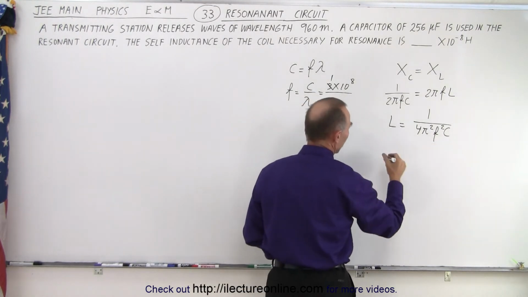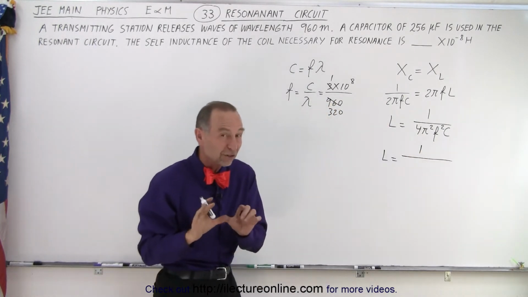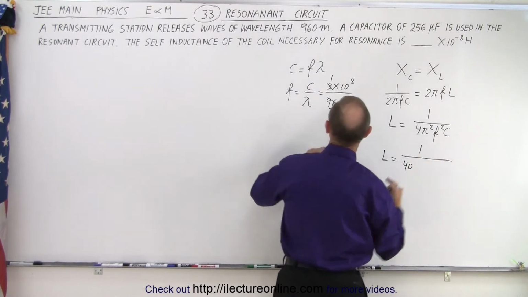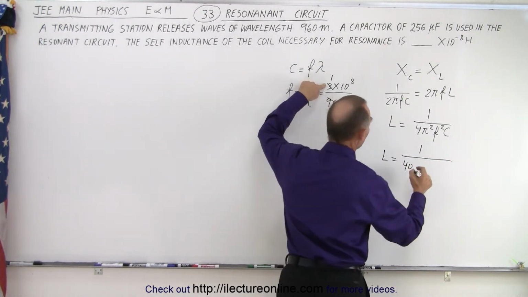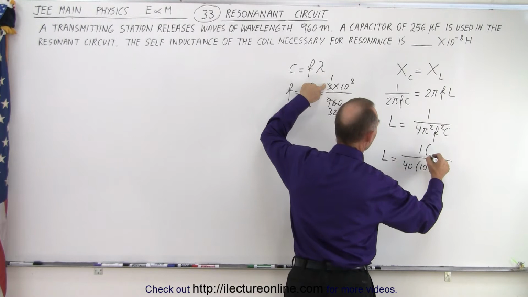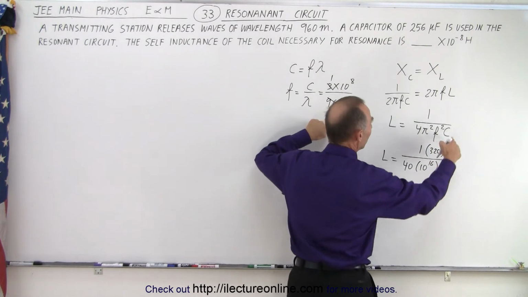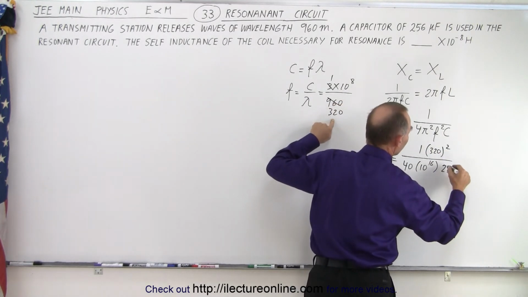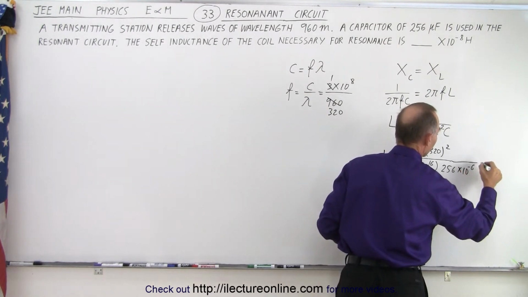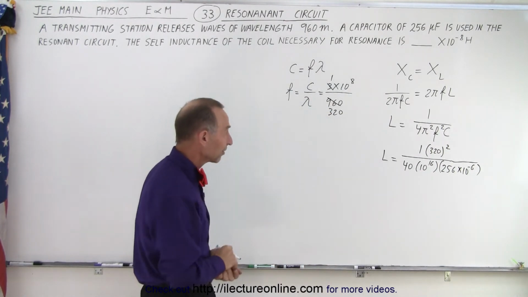But it's squared, so now we have L equal to 1 over 4 pi squared. Now pi squared is approximately 10, times 4, that would be 40. F squared, that would be this number squared, 1 times 10 to the 16th, so that would be 10 to the 16th. But in the numerator, we end up with 320 squared. And then we have C, the capacitance, which is 256 times 10 to the minus 6. Now that's what we're looking for. We need to simplify that somehow.